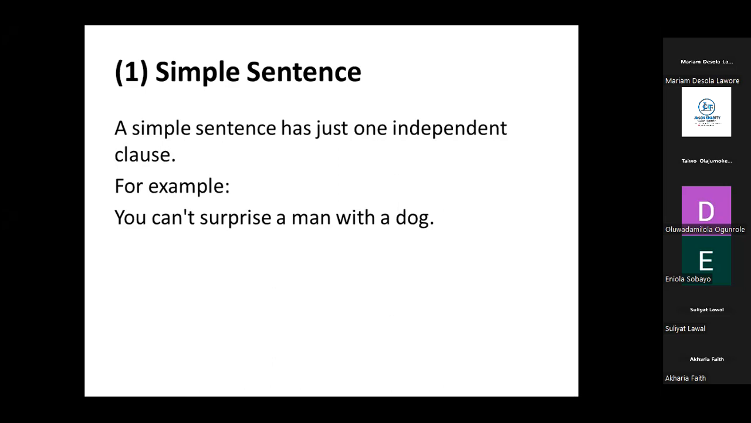So this is just a simple expression. You can surprise a man with a dog. That's just the expression. It is simple. It has one verbal structure working with it. As a matter of fact, if you're going to divide this into subject and predicate, you is your subject, and then can surprise a man with a dog becomes your predicate. So this is an example of a simple sentence.